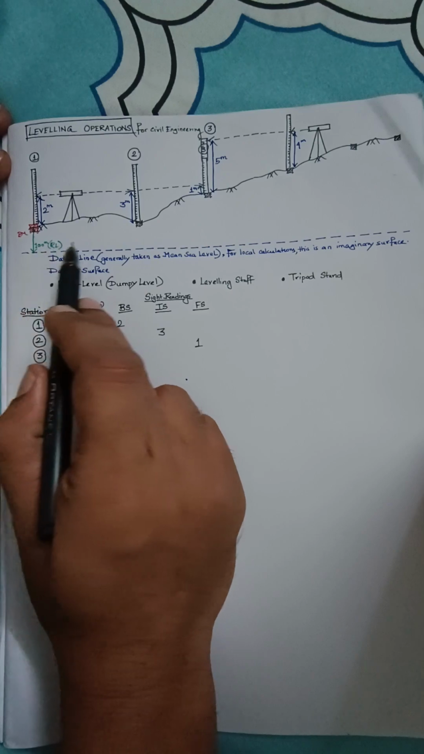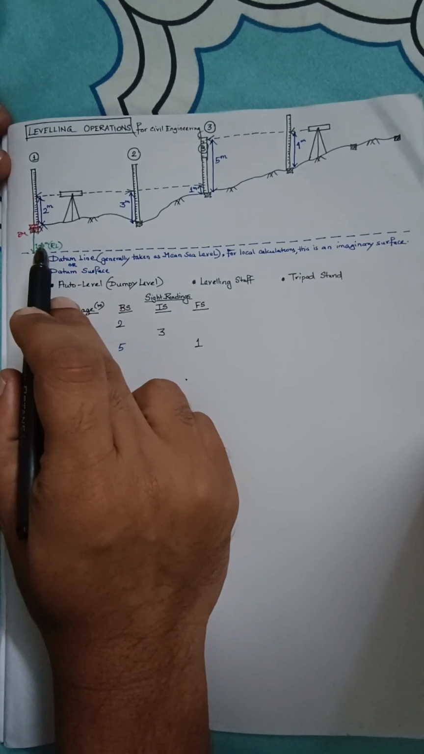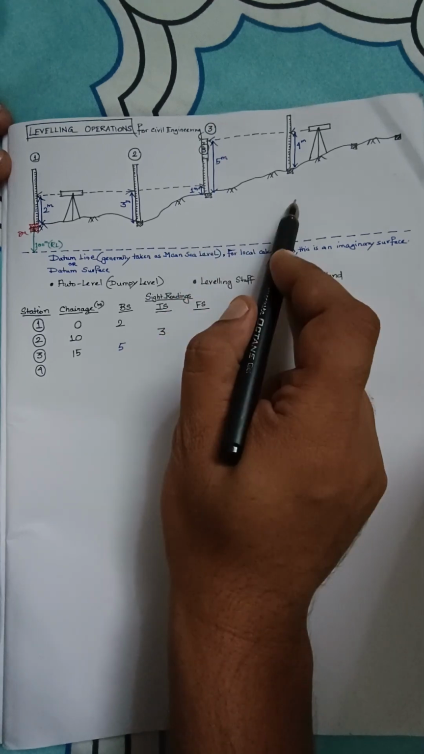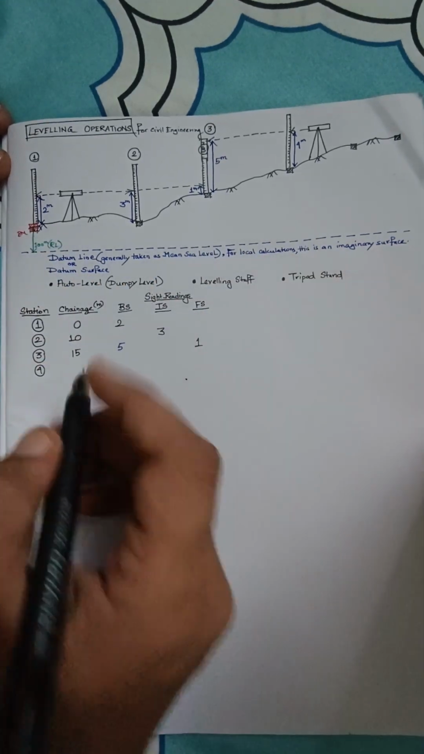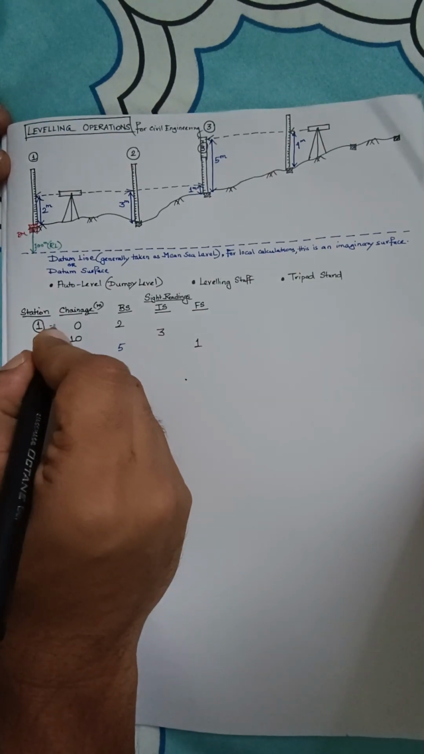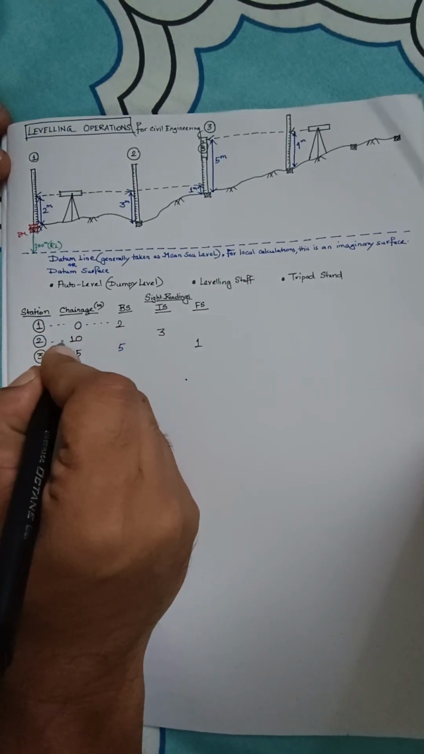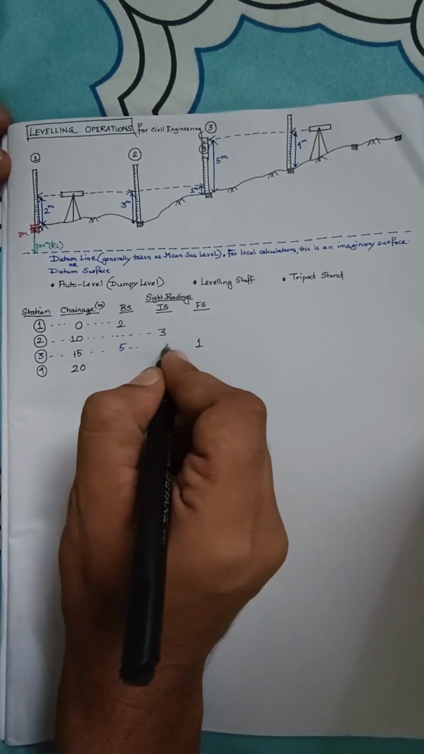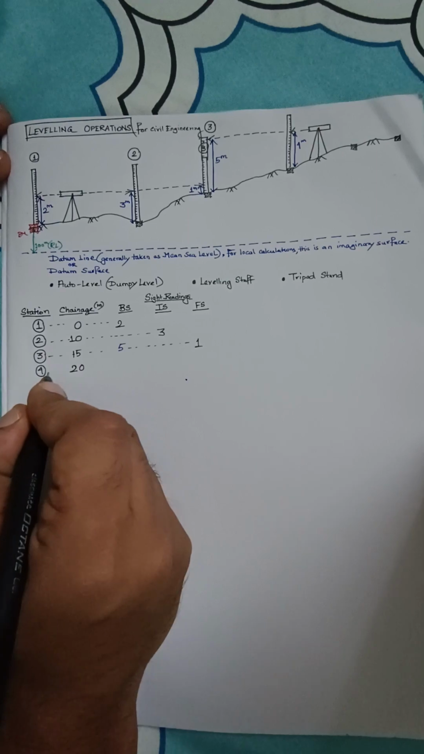So from here till here you have 15. 5 more, so it becomes 20. So the total distance is 20 and the total chainage becomes 20 itself. I'm writing it in this fashion so that you do not lose out on the markings.